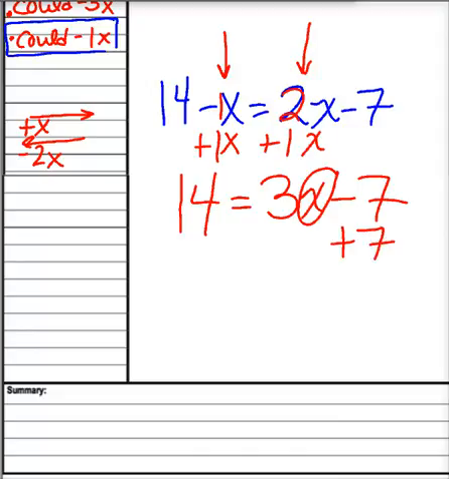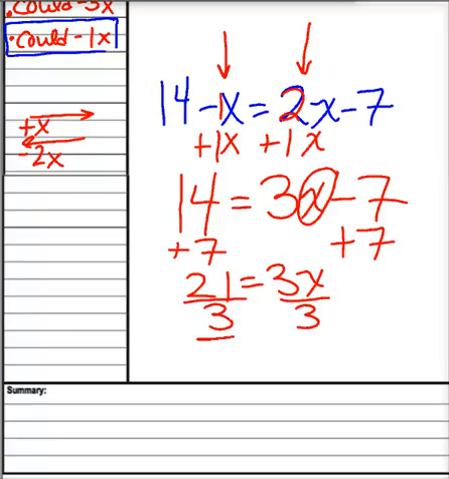The opposite of subtracting 7 is to add 7. I get 21 is equal to 3 times x. The opposite of multiplying by 3 is to divide by 3. So I end up with 7 equaling x. And hopefully you had that one right. If not, hopefully you're able to fix it.